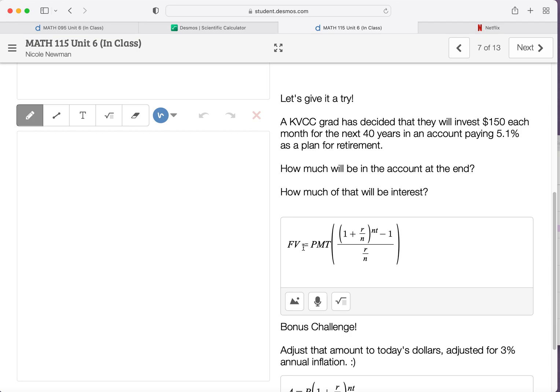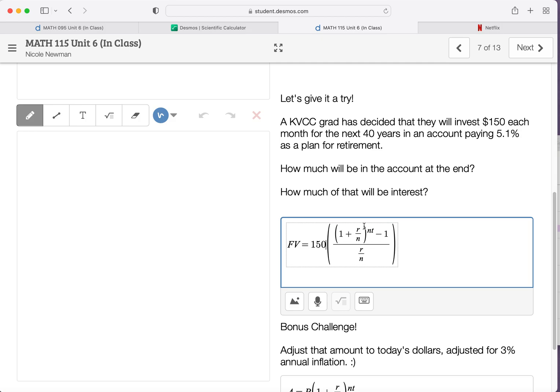So here's the formula, and I'm going to fill it in chunk by chunk. The payment portion is $150. The rate, 0.051. It goes in two places. This person is making monthly payments, so n is 12. Notice that the exponent is positive this time. And then the timing is 40 years.